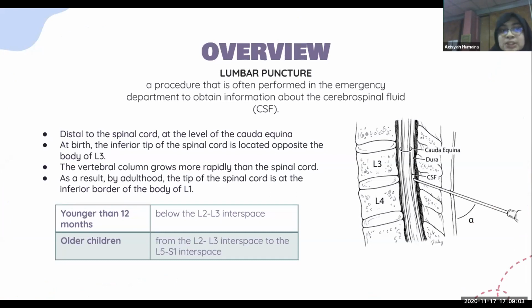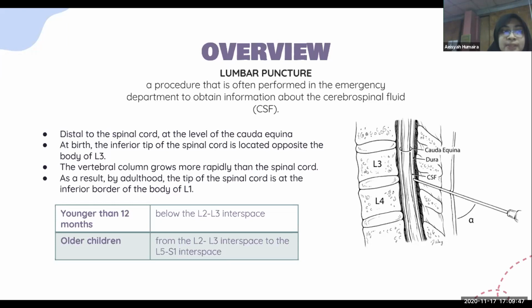Lumbar puncture should be performed distal to the spinal cord, at the level of the cauda equina. At birth, the inferior end of the spinal cord is located opposite the body of L3. After that, the vertebral column grows more rapidly than the spinal cord. As a result, by adulthood, the tip of the spinal cord is at the inferior border of L1. For children younger than 12 months, lumbar puncture should be performed below the L2 to L3 interspace, and for older children, from the L2 to L3 interspace to the L5 to S1 interspace.